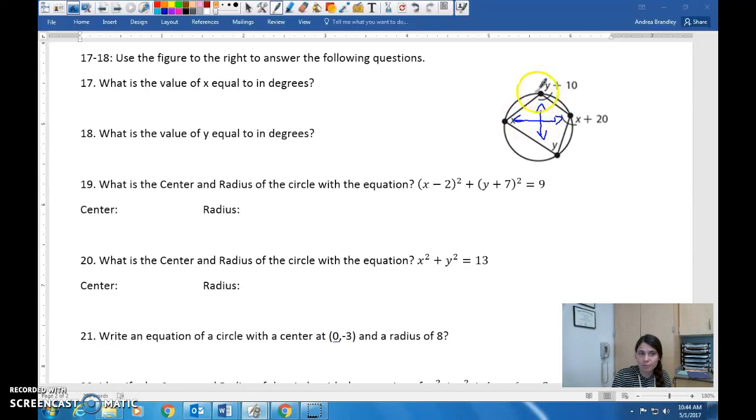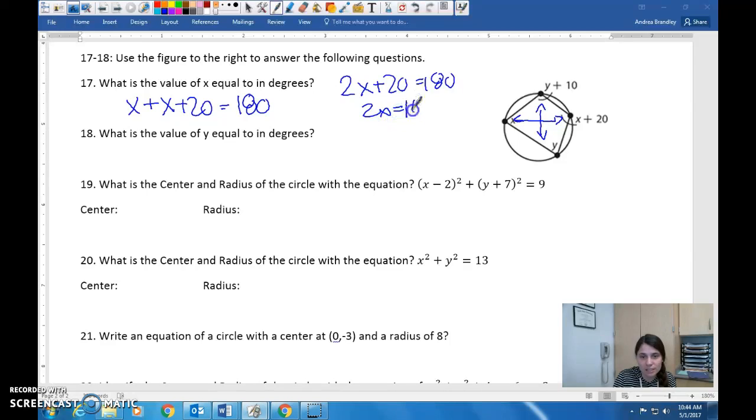So using that information, I can solve for x and solve for y, because x plus 20 is equal to 180. So if I solve this for x, I get 2x plus 20 equals 180, or 2x equals 160. If I divide by 2 on both sides, x is equal to 80 degrees.